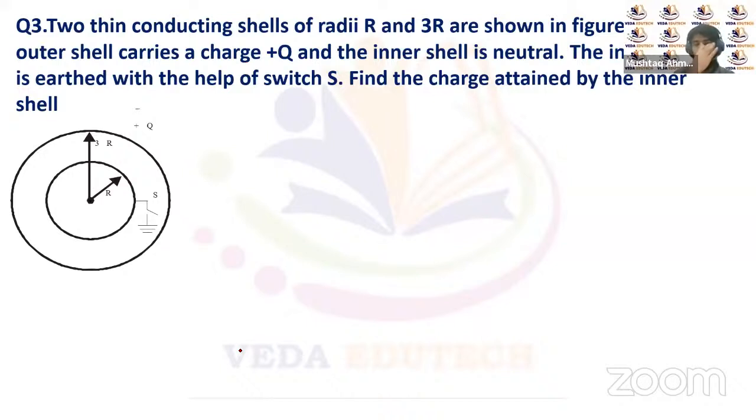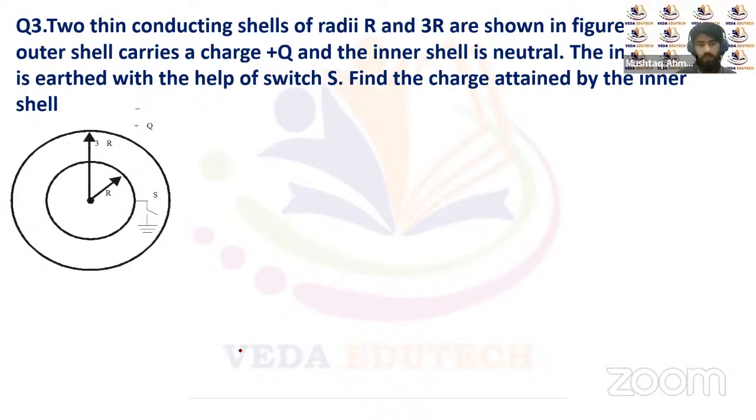Now let's move on to question number three. Two thin conducting shells of radius r and 3r are shown in the figure. The outer shell carries a charge plus q and the inner shell is neutral. There is no charge on the inner shell, but the outer shell carries a charge of plus q. The inner shell is earthed with the help of switch S.